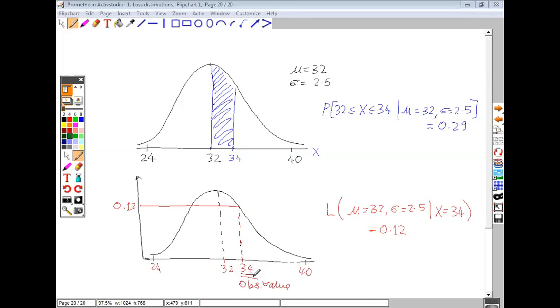If I want x equals to 34 to be most likely to happen, what should be the mean and what should be this? Then the mean will be 34. Exactly right. The mean will be 34. And what about variance? I think the variance will be the same.